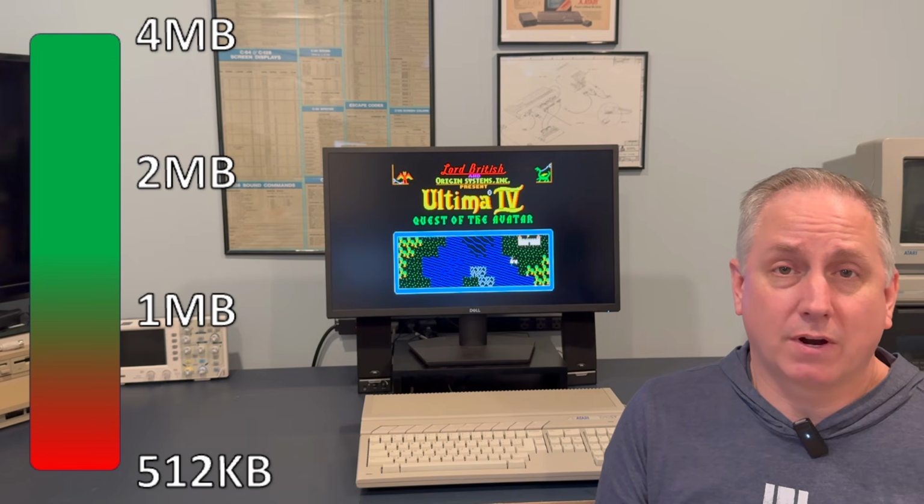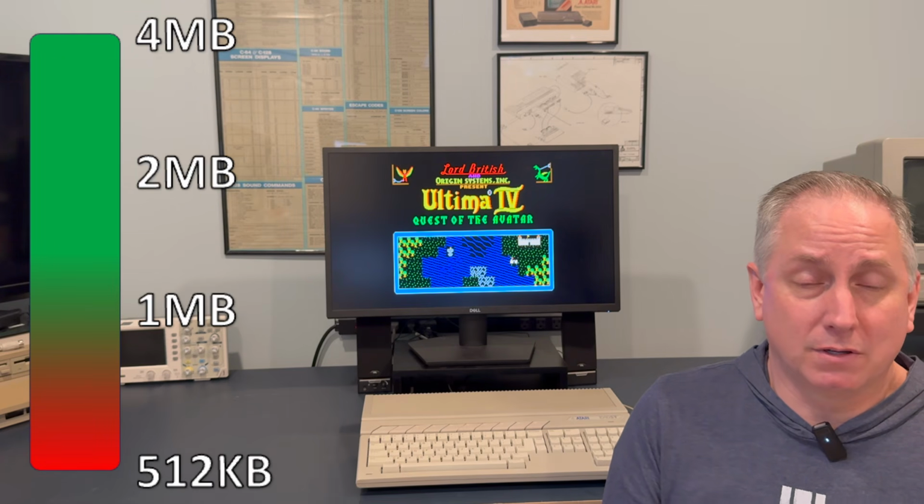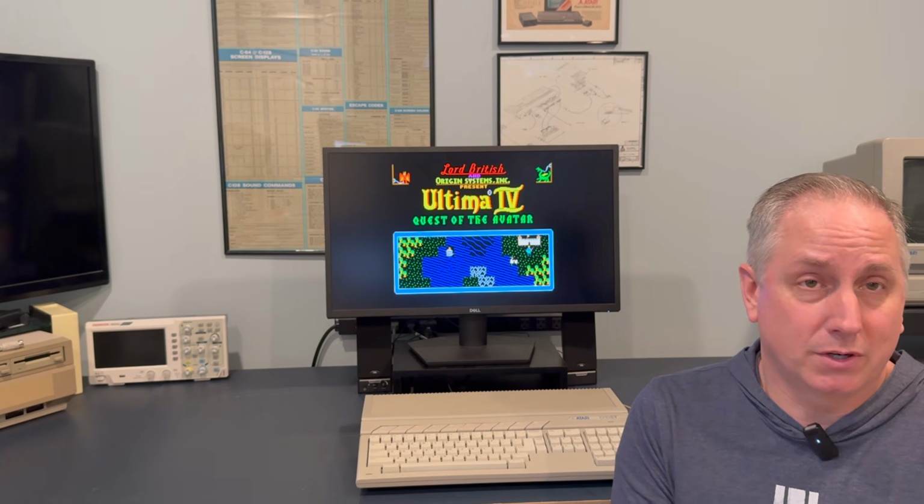But at the end of the day, anything greater than 1 megabyte would be ideal. If you have 2 megabytes, great. You don't need to max it out at 4 megabytes if you already have 2 megabytes available in your computer.